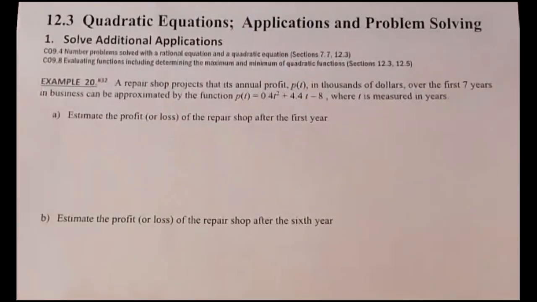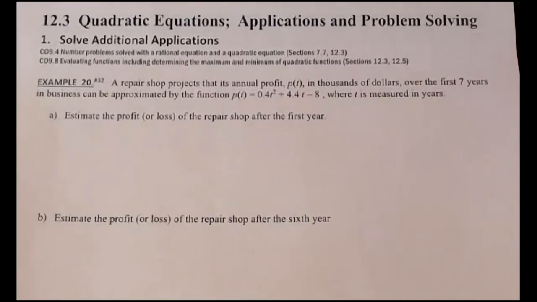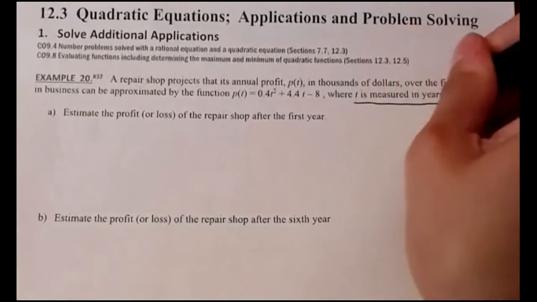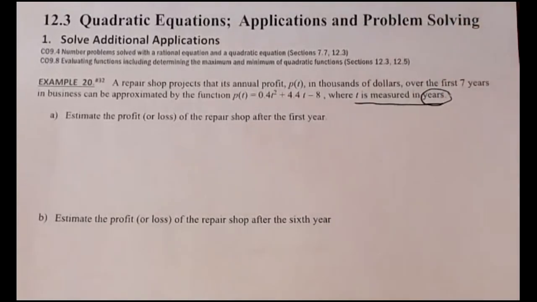Beautiful, beautiful, beautiful. Let's move into other types of applications in problem solving. So for example 20, we're told that a repair shop projects that its annual profit, P of T, in thousands of dollars over the first 7 years in business can be approximated by that function. So P of T is equal to 0.4 t squared plus 4.4 t minus 8, where t is measured in years. This is very important, okay?